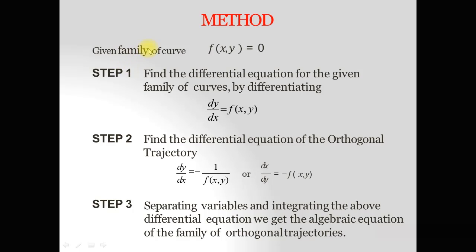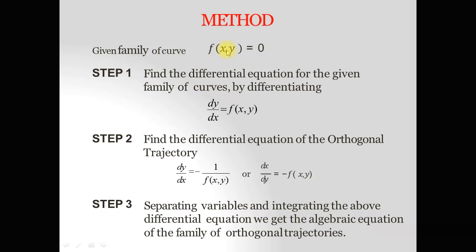Now how to find an orthogonal trajectory for a given family of curves? There are some procedures. So first of all, suppose we have a given family of curves. This is the given family of curves, and we want to find the other orthogonal family for this curve. So in the first step, find the differential equation of this curve equation. So first of all, find the differential equation for the given family of curves.